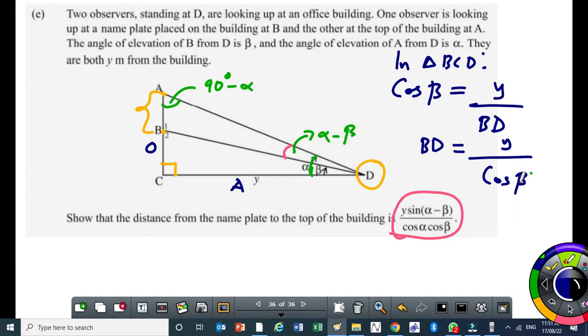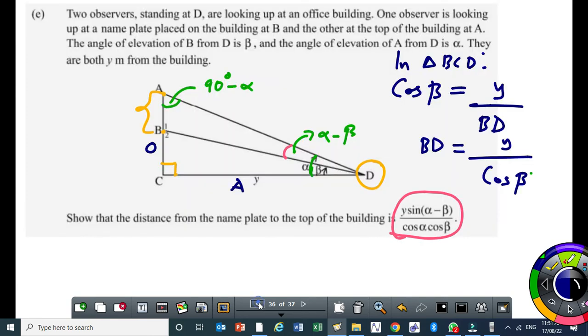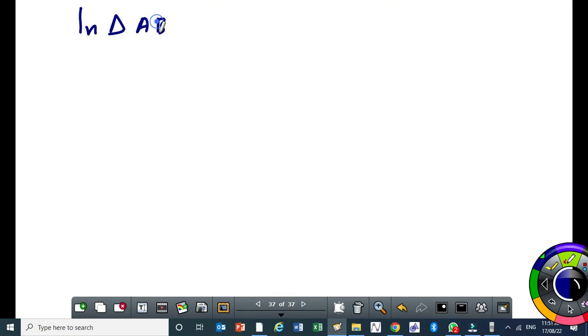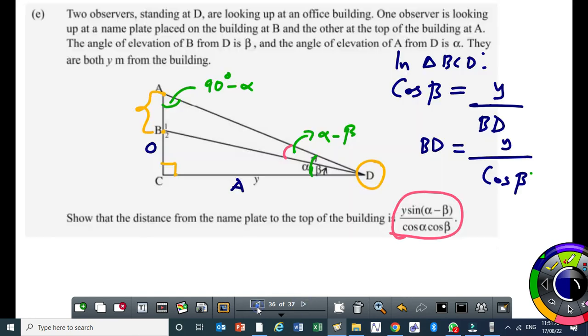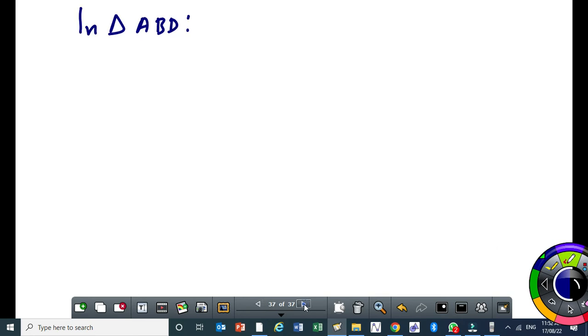You're following there. Okay, so let's go to the next page. So I'll say in triangle ABD, I'm going to use the sine rule. If I use the sine rule, I'm going to say AB over sine alpha minus beta. Okay? AB over sine alpha minus beta.